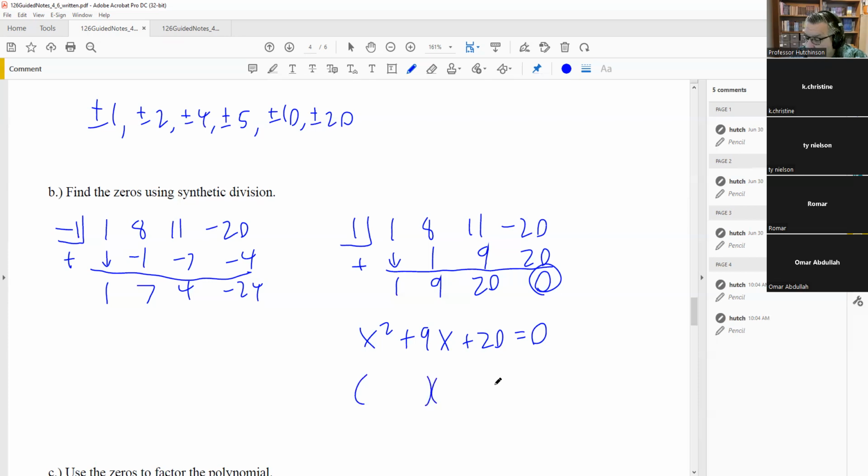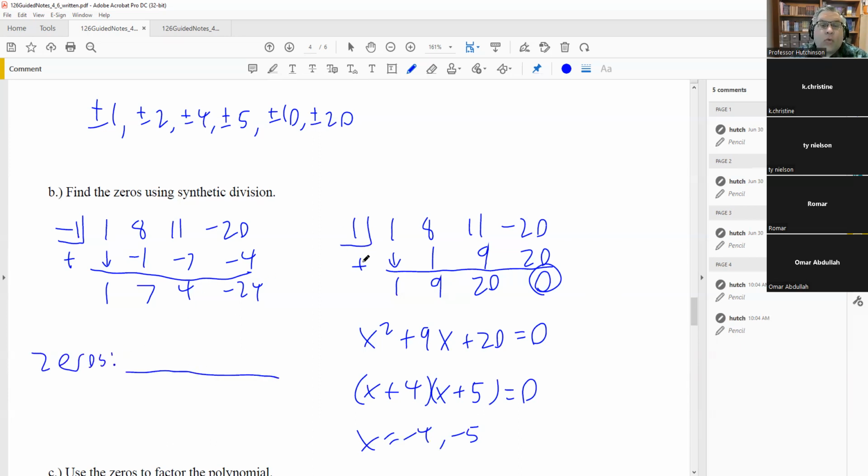So I have this, I have x and x, factors of 20 that add up to 9. I'm going to use 4 and 5. Both of those will be positive. Okay, and so then when we set those equal to 0, we get -4 and -5. So therefore, what you would put down for your answer for part B, you have to include the one that we found by using synthetic division. So 1, -4, -5. Now, it doesn't matter what order you put these in, but these would be the zeros, and that's what you would answer for part B.